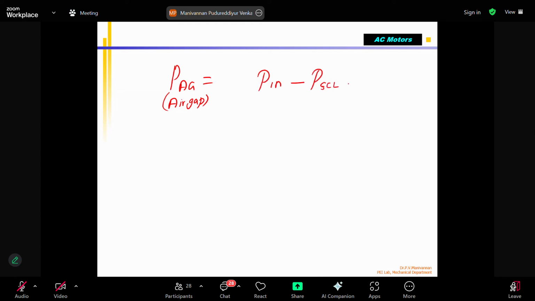Just take a formula: P_SCL minus P_core. P_SCL equals 3 into I1 squared into R1. R1 is the stator resistance. I1 is the current flowing inside the stator. 3 is a constant. You can compute like this. Then we can say P_AG equals 3 into I2 squared into R2 divided by S, where S is the slip.